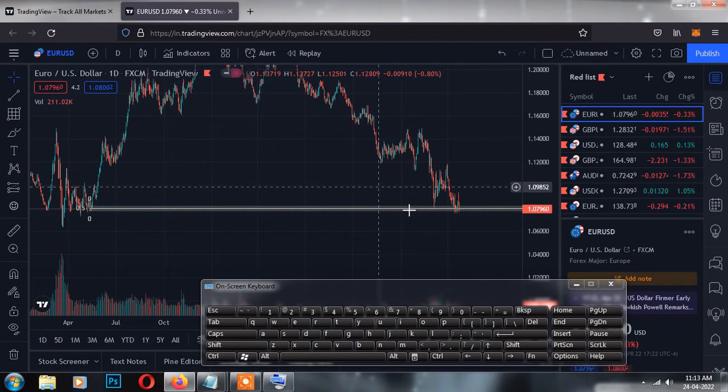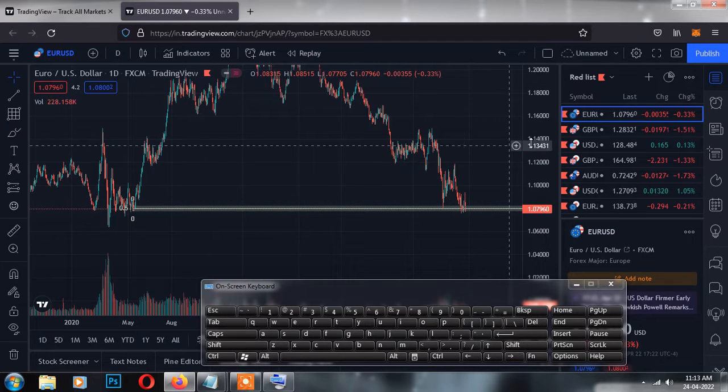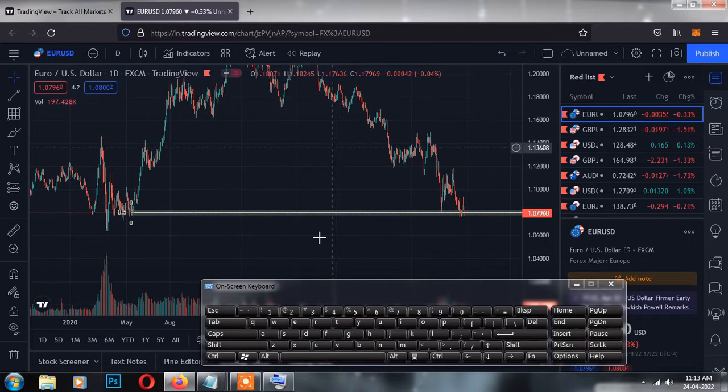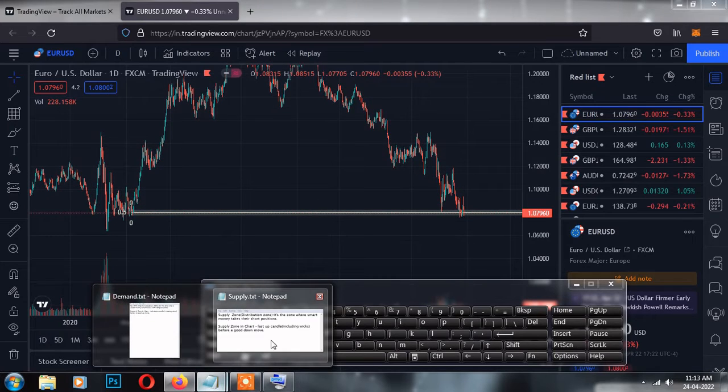So from here probably the price will go up again, euro will increase again maybe, but you should always look into the fundamentals as well. Now let's understand what is a supply zone.